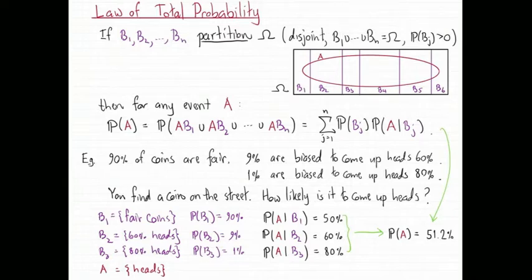And putting that information together, we can just calculate the probability of A, using exactly the law of total probability, adding up those three numbers multiplied together in each case, which gives us 51.2%. So overall, the average coin is slightly biased toward heads. So that is the law of total probability and a canonical way it can be applied.